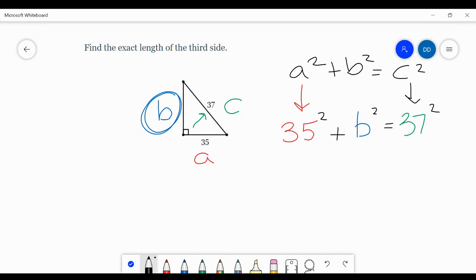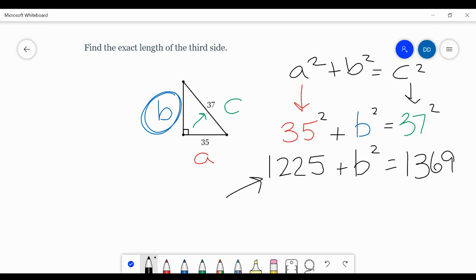So I'm going to square both of these numbers. 35 squared is equal to 1,225. We don't know what B is, so we can't square it, so I'm going to leave it alone. And then I'm going to square 37. That's 1,369. Now we want to solve for B. We're going to use inverse operations. I want to get this 1,225 away from the B, so I'm going to subtract it on both sides.